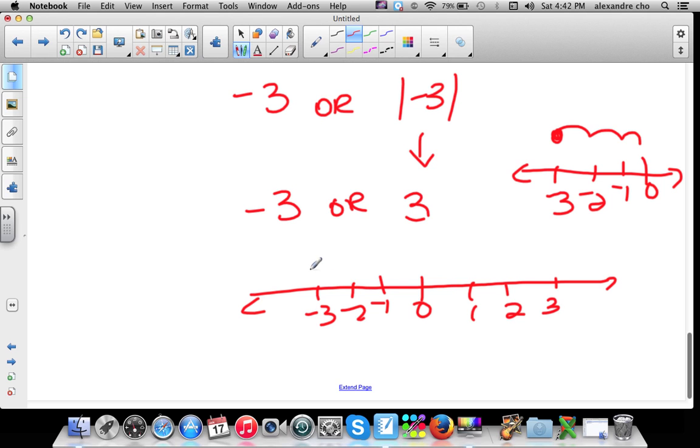Okay, one is -3, the other one's 3. Obviously, the one with the greater value is 3 because it is on the right side. Okay, and numbers increase as you go this way. You can clearly tell that 3 is greater than -3.